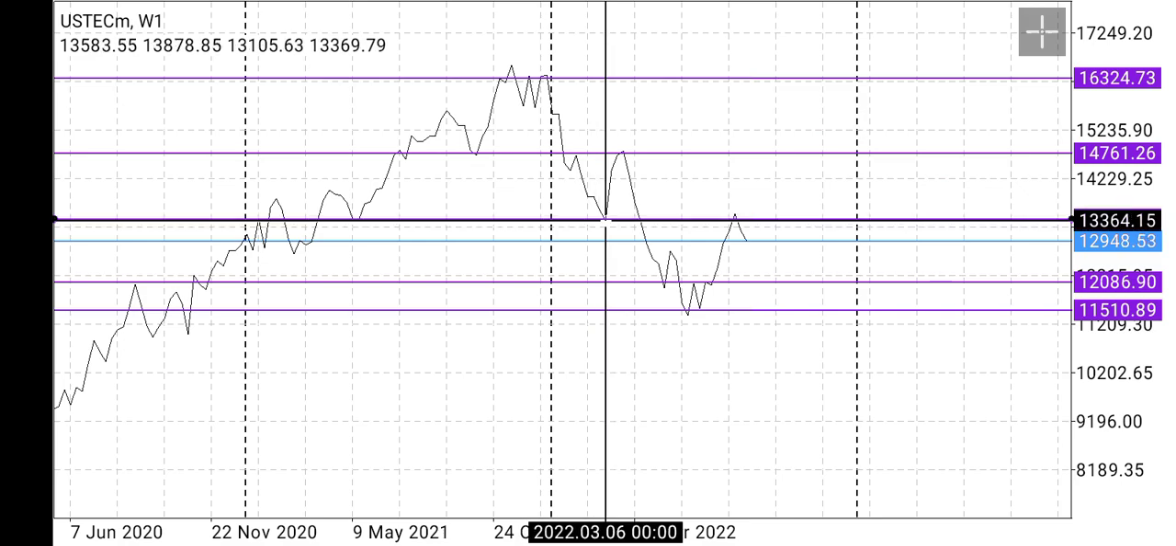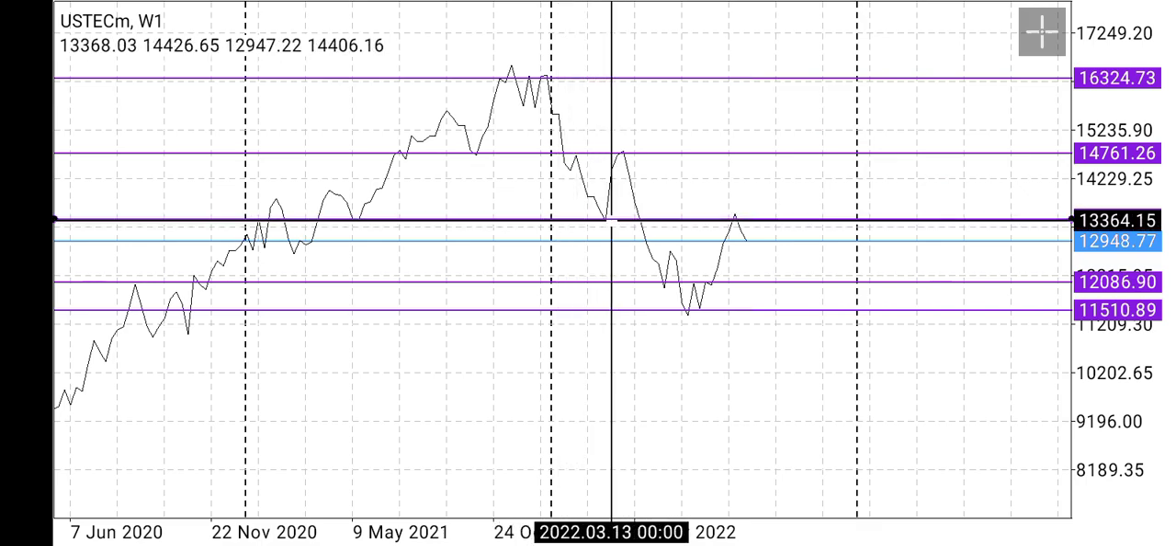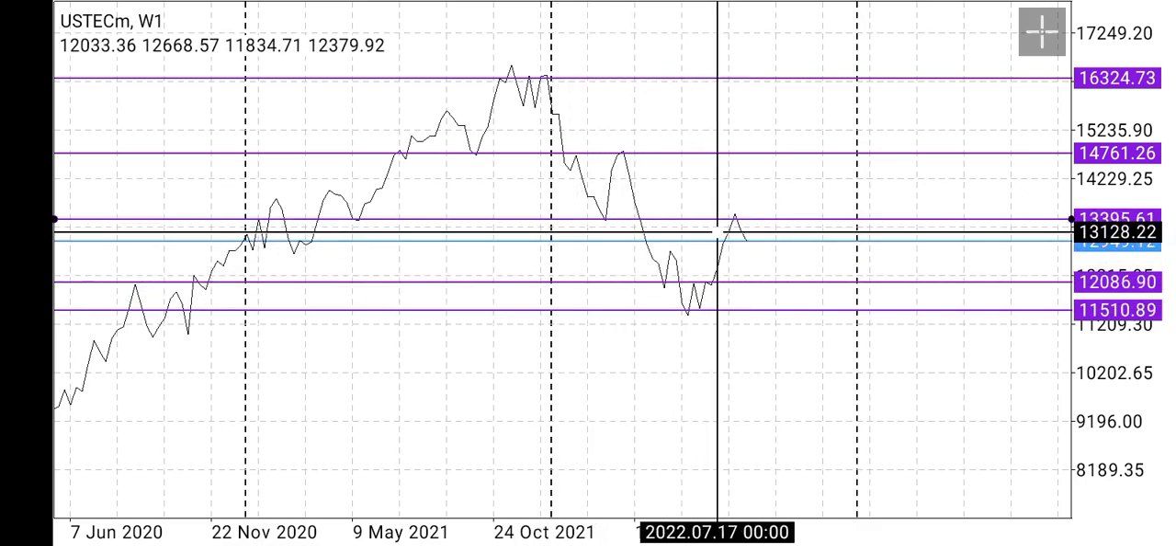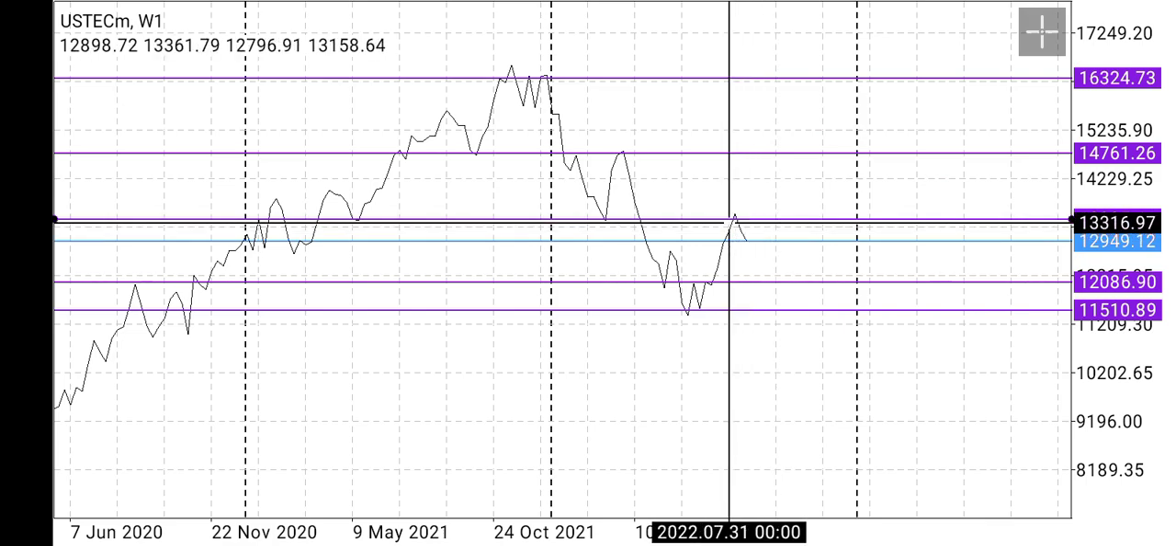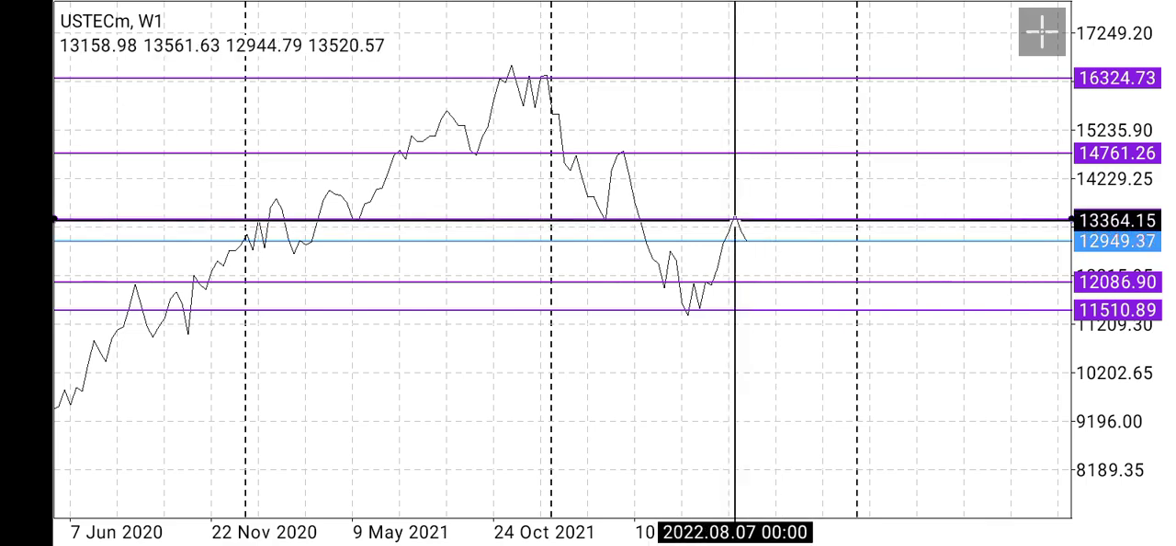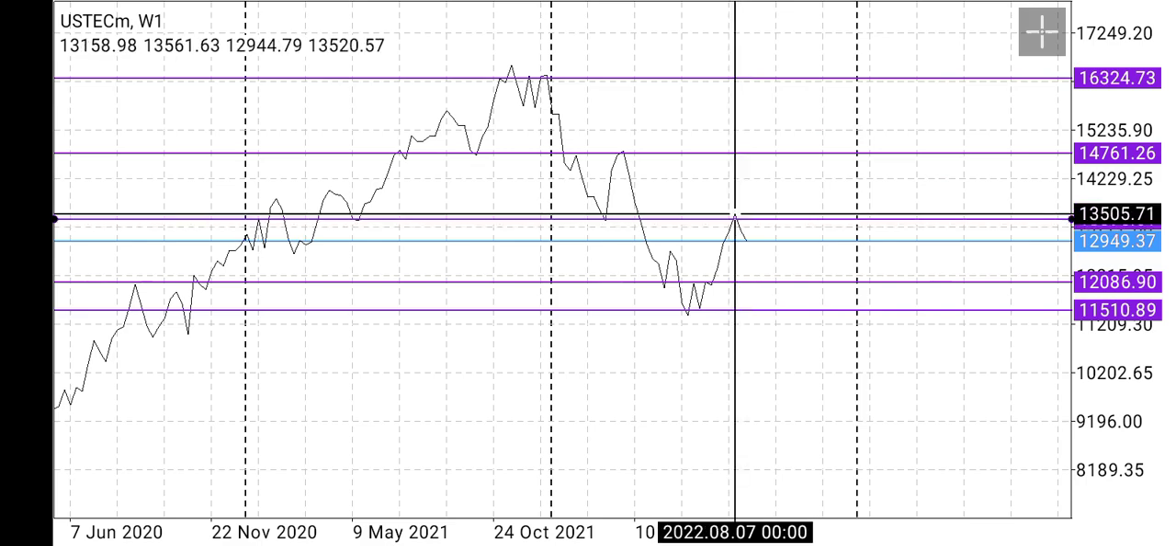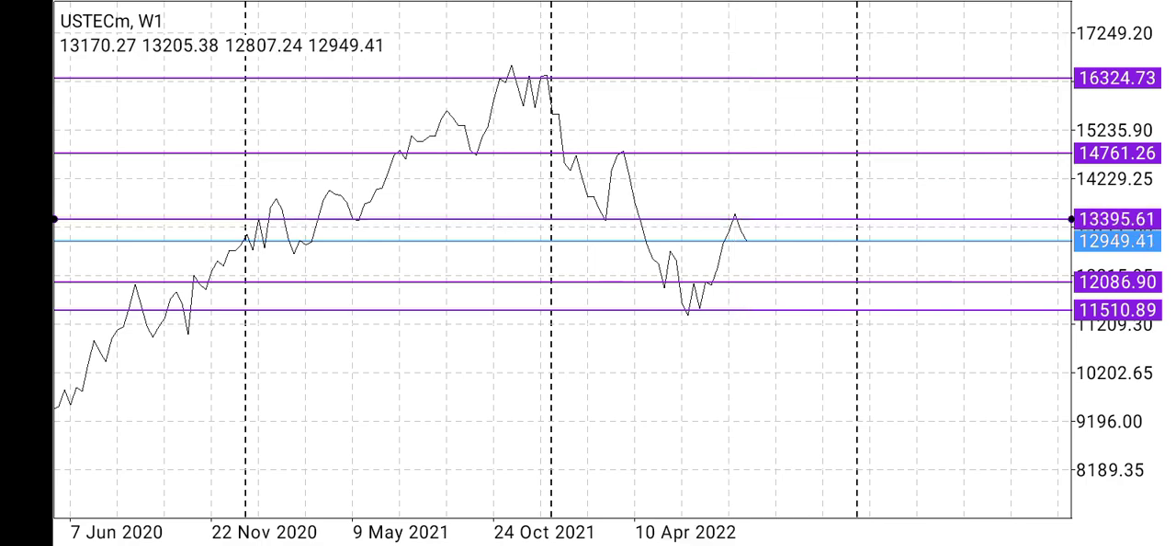Then it came back to it, imagine, after a year, in March 2022 here. Then it was broken. Then it checked this line again and respected it in August, this year, 2022. You get it? So that makes it also a major level because it has been tested several times.